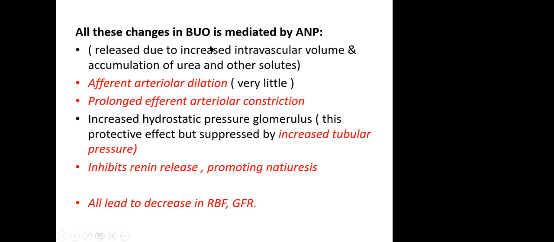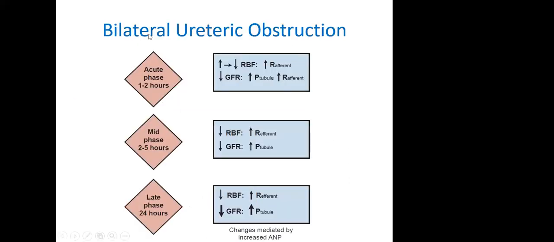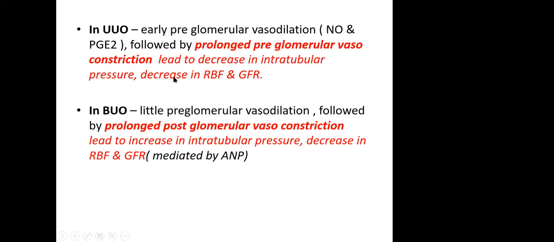So in bilateral ureteric obstruction, the point you should remember is that there will be no classical pattern. From the beginning itself, renal blood flow and GFR will be decreased, and this is mediated by ANP, whereas in unilateral ureteric obstruction it is mediated by vasodilators. So this phase is not classical in case of bilateral ureteric obstruction. So this is the question.